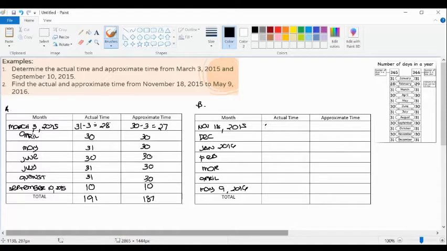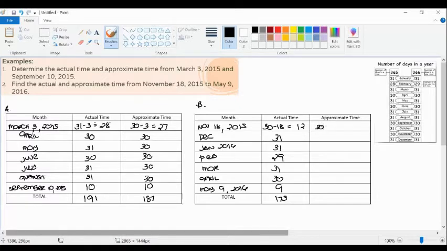Okay, same as we did, November has 30 days. So 30 minus 18 will be equal to 12. December, we have 31 days. For January, we also have 31. And since February 2016 is a leap year, that will be 29. Next, March, we have 31. April, we have 30, and lastly, May 9. So that will be 9. Getting the sum of this, it will give us an answer of 173.